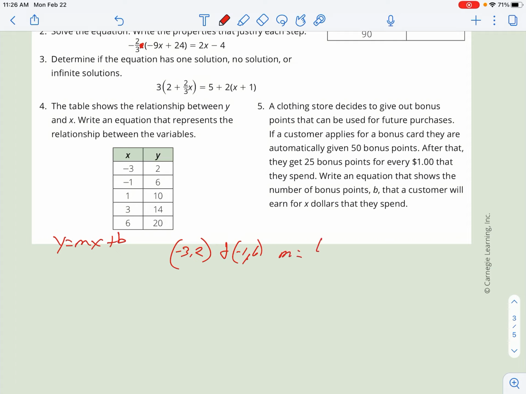I'm going to use my slope formula. Change in the y's over change in the x's. Okay, so I say slope formula, and that's what I mean by my slope formula. Okay, so what I then end up with is 4 over 2. I get a slope of 2.